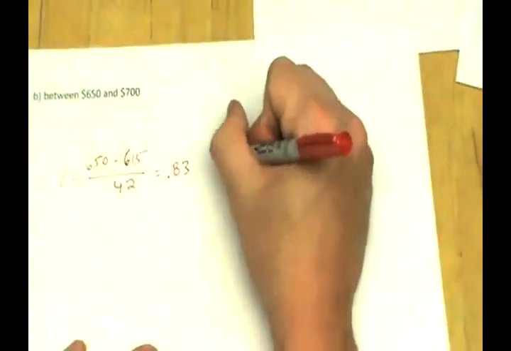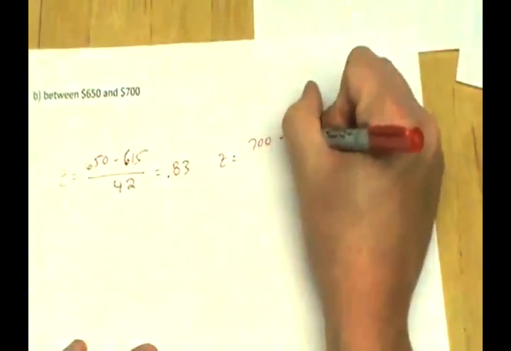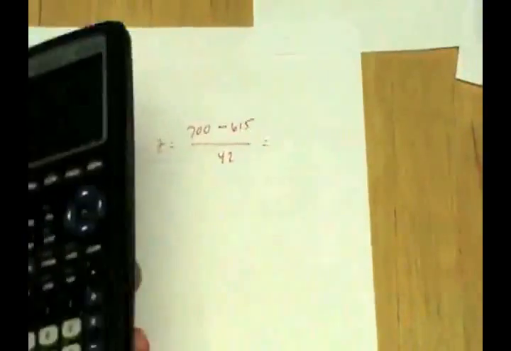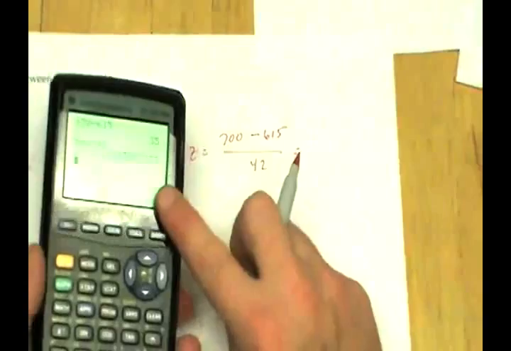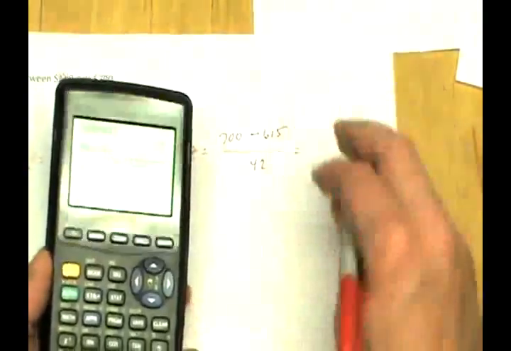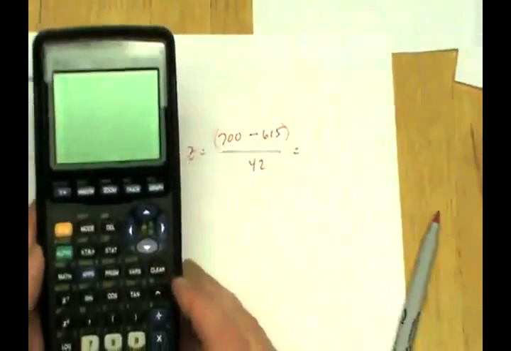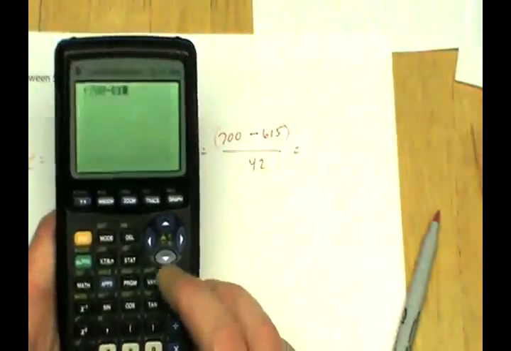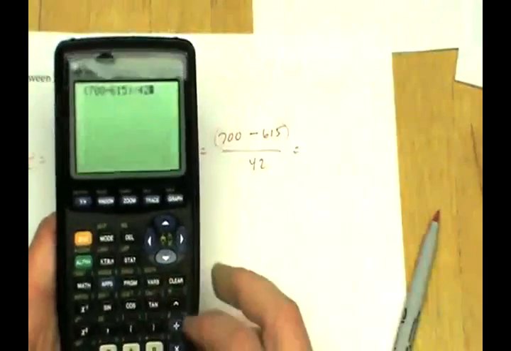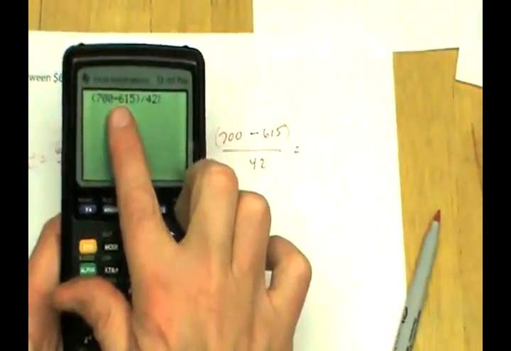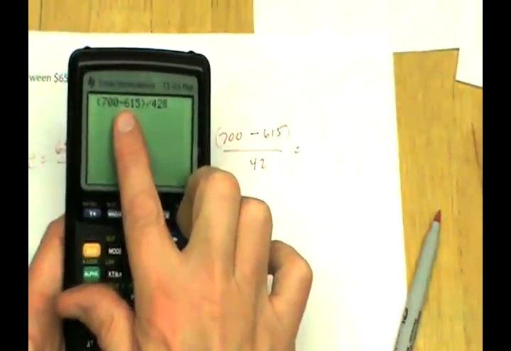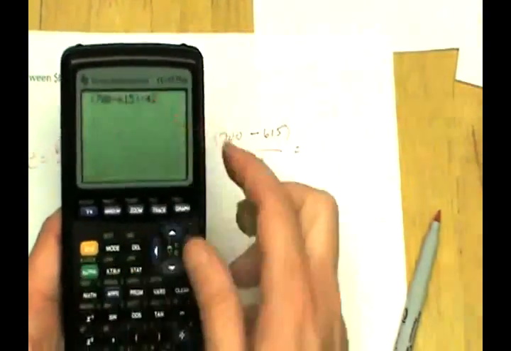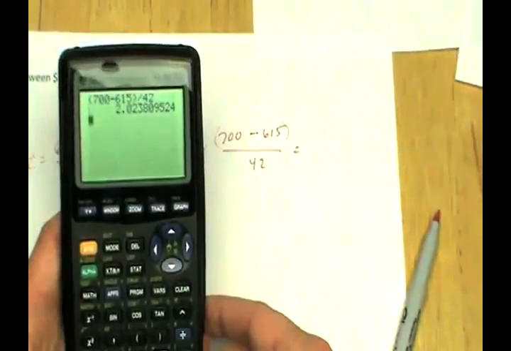And then we want to find the z-score for 700. Data 700 minus mean over standard deviation. Now, if you don't like putting it the way I put it in my calculator, you can always just do the subtraction first. But I like doing it the way I do it. But if you want to put it in full, you can go 700 minus 615 divided by 42. But you have to make sure you put parentheses around the subtraction, because if you don't, you're only dividing the 615 by 42. You want to divide the subtraction by 42. 2.02.